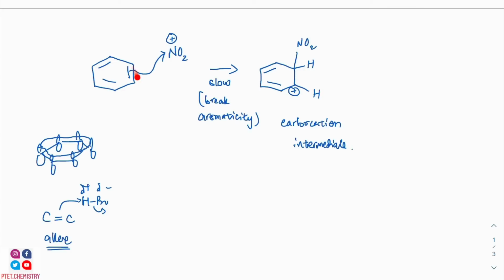This is a planar structure. All of the carbons are sp2 hybridized. All of them are 120 degrees separated, as in the bond angles, okay? So what is happening here? So here is still a double bond.